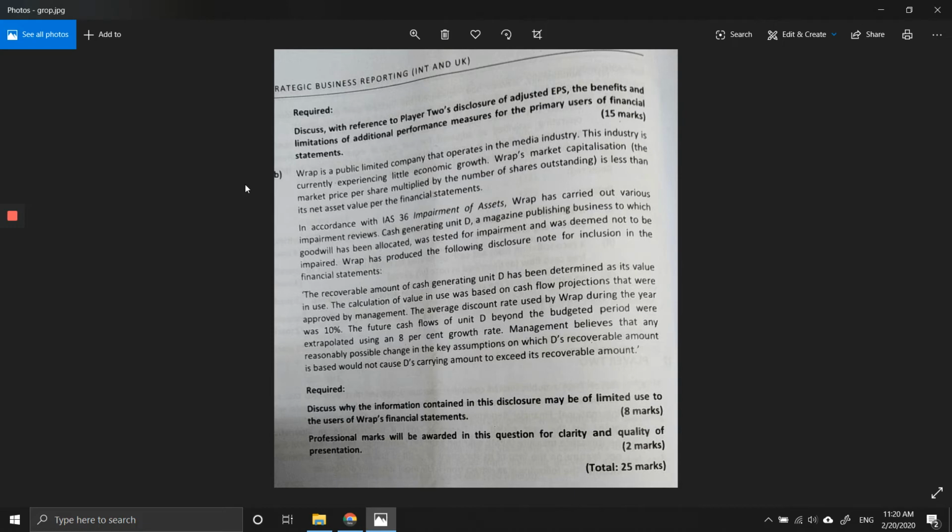Management believes that any reasonable possible change in the key assumptions on which D's recoverable amount is based would not cause D's carrying amount to exceed its recoverable amount. Professional marks will be awarded for clarity and quality of presentation. Discuss why the information contained in the disclosure may be of limited use. It does not say anything about what assumptions they have used, and it does not talk about the CGU. It does not give much detail, right?